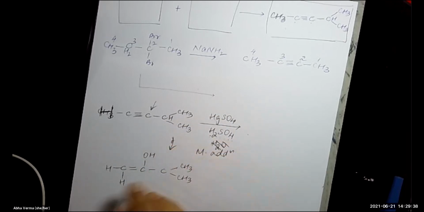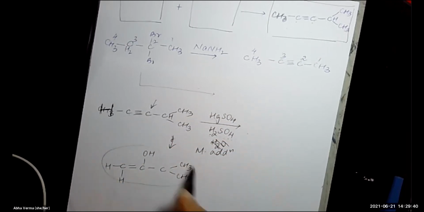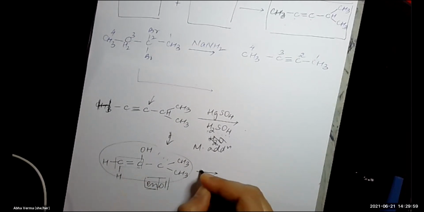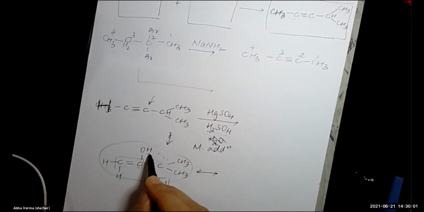So this first part, this intermediate, is very important for all of us. Why? Because this is an ene-ol. Ene from the alkene, ol from the alcohol. So the ene-ol. This enol is going to go through a tautomerism, and this hydrogen will be transferred here. This pi bond will be transferred here.